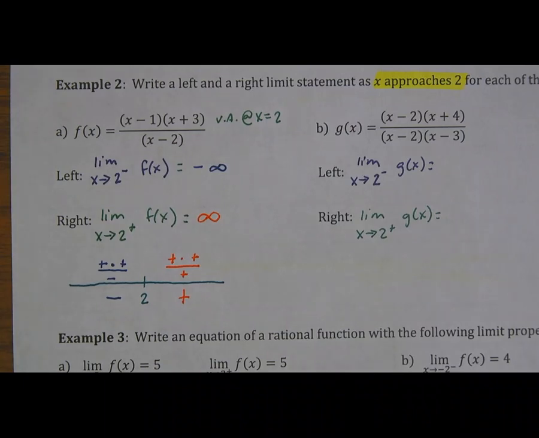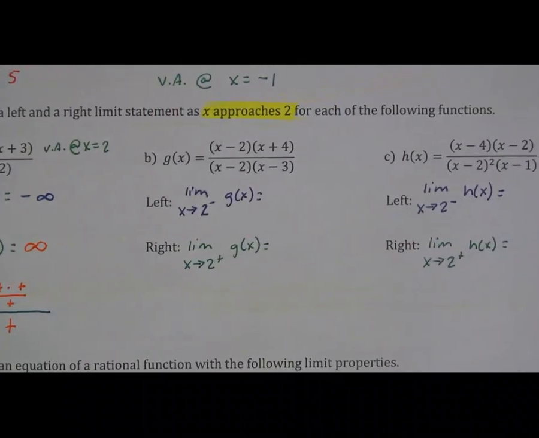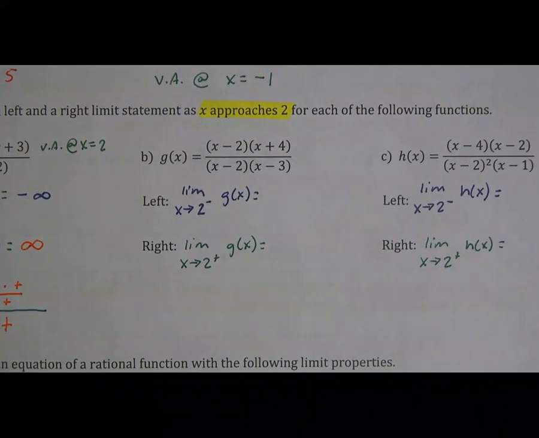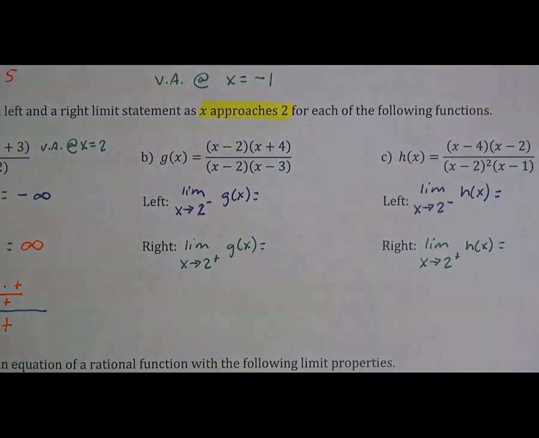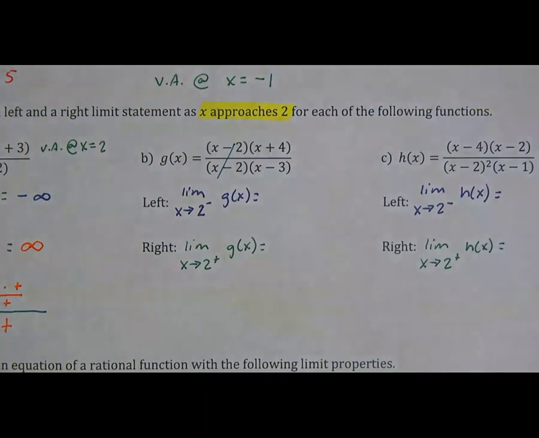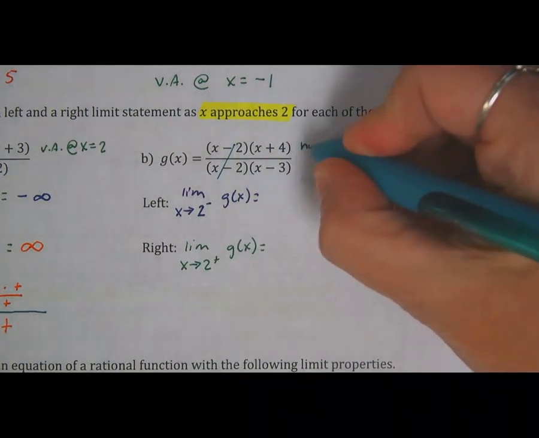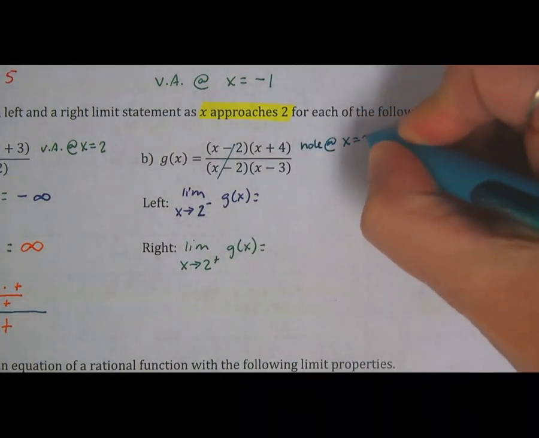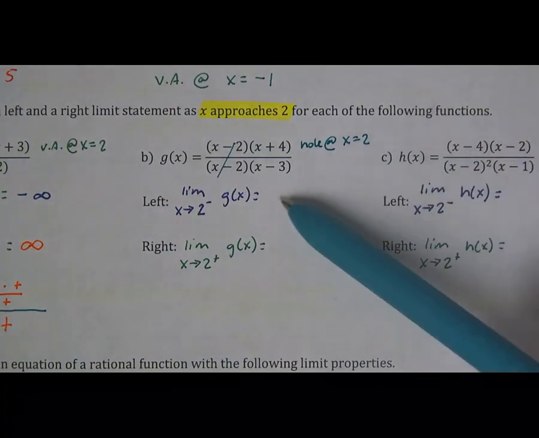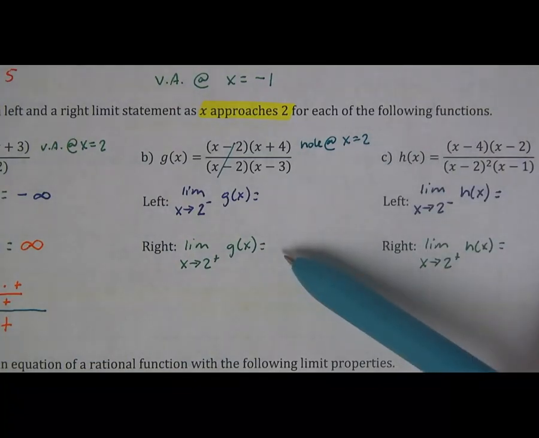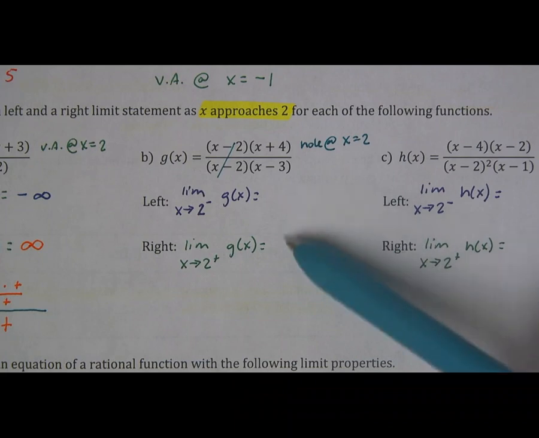Now luckily on B, we're not going to have to do that, and here's why. Does this graph have a hole or a vertical asymptote at 2? It's got a hole. How do you know? Those would cancel. Good. So hole at x equals 2. Okay, now that we know that it's a hole, remember, we don't have to do a sign chart because these aren't going to be infinities. These are going to be some kind of numeric value.